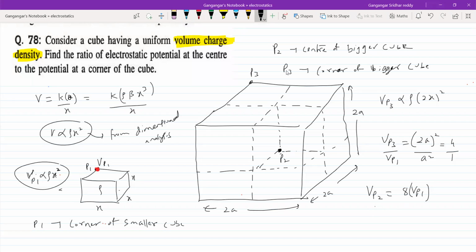So now what is our question asked? VP3 by VP2. So VP3 is how much? VP3, this will be 4. Okay, I'll substitute one more.